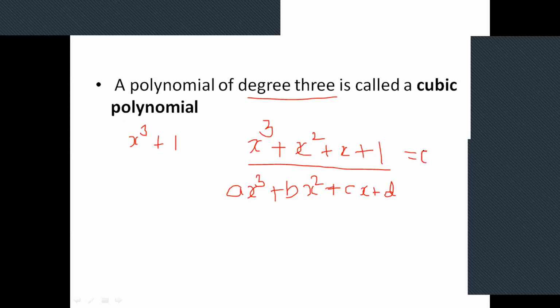When you write equal to zero, this cubic polynomial becomes a cubic equation. And we equate it to zero whenever they ask us to find the zero of the cubic polynomial. In that case only we will be equating it to zero. Otherwise, it is not necessary to write equal to zero.